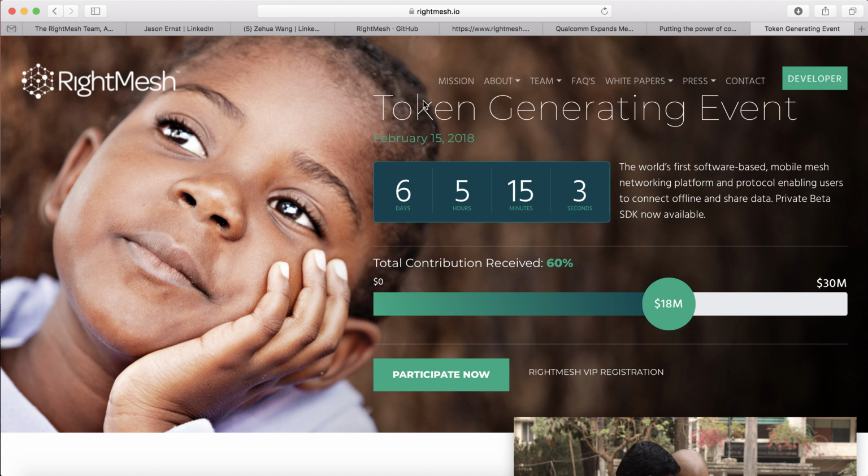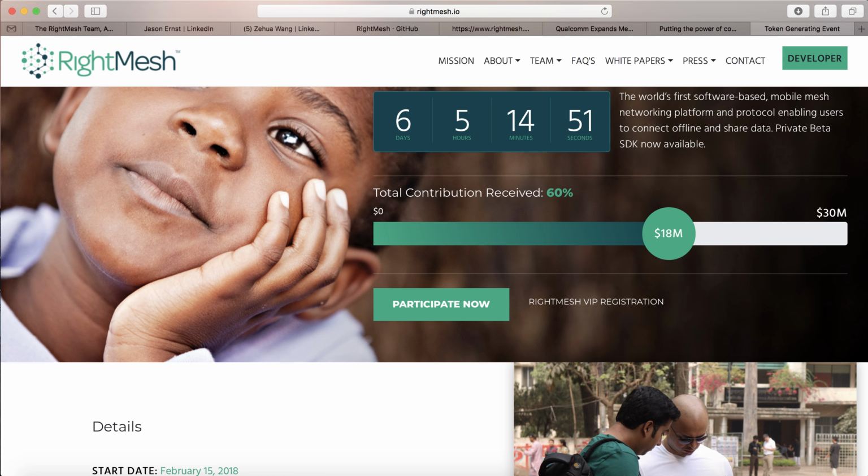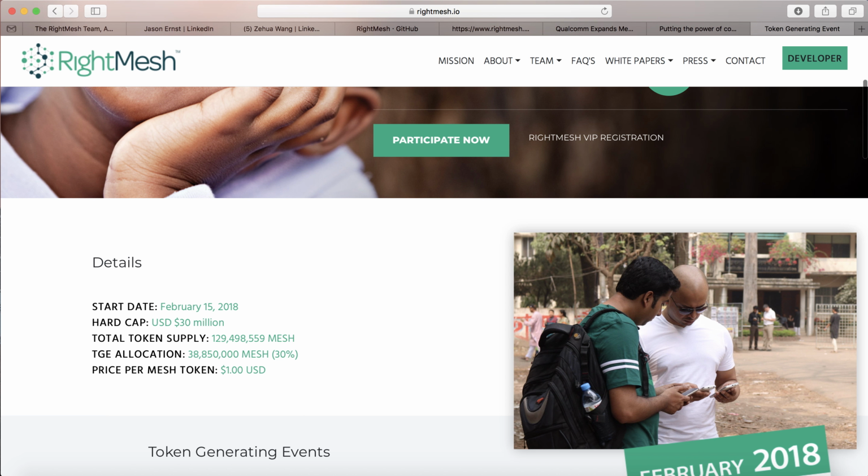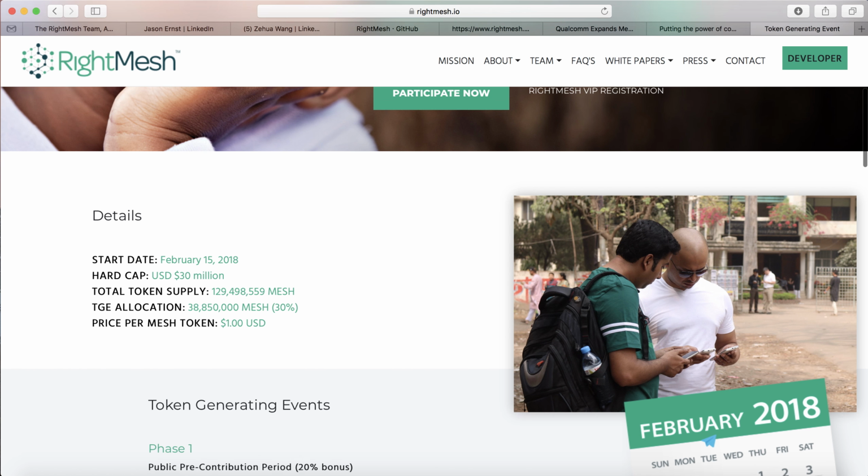The token generation event will be on February 15th. You have to KYC, know your customer. You click participate now and go through the KYC process. This will go through a third party instead of RightMesh directly holding the event. The hard cap is 30 million. The total token supply is 129 million, and the allocation is about 30%, which is 38 million. The price per MESH token is $1.